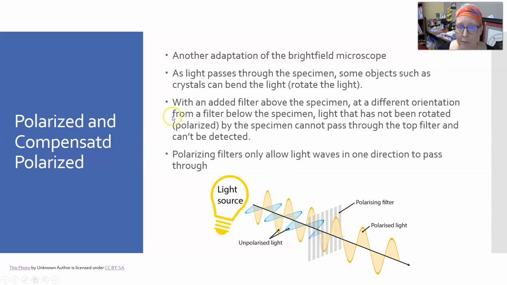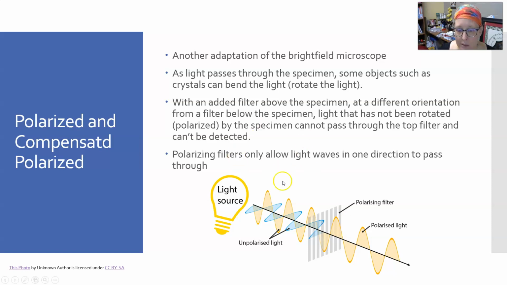And so if you add a filter above the specimen and it's at a different orientation from a filter below the specimen, the light that has not been rotated or polarized by the specimen cannot pass through the top filter. It can't be detected. So it's dark. You can't see anything. Okay. So the polarizing filters only allow light waves of one direction to pass through.